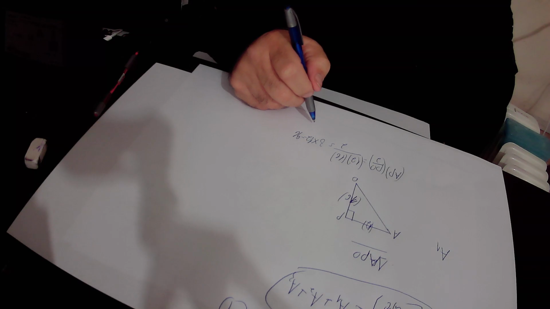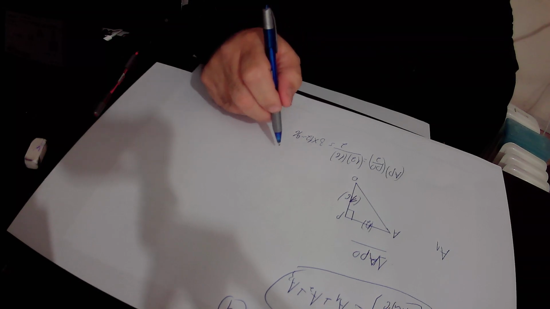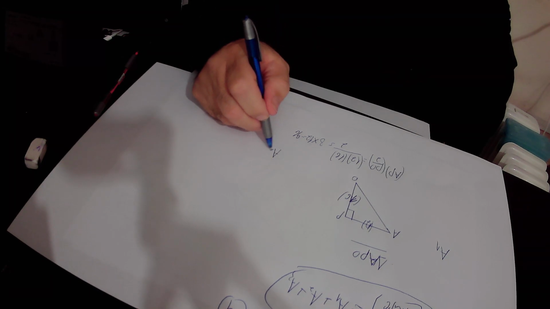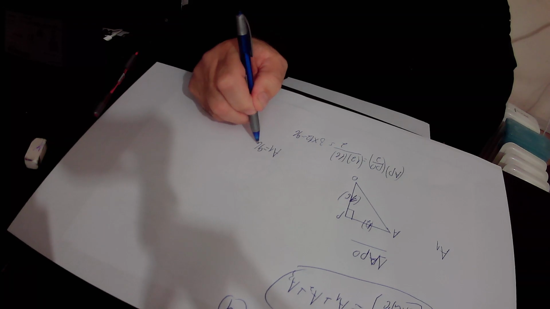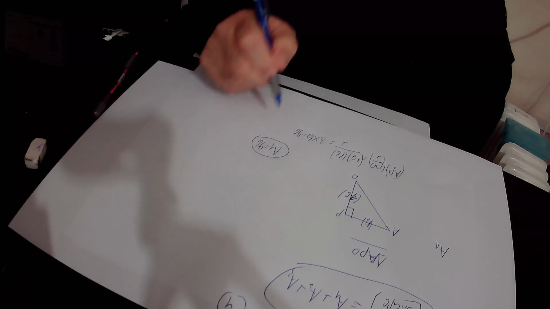So in conclusion, we found out that A1 equals 96 square units.